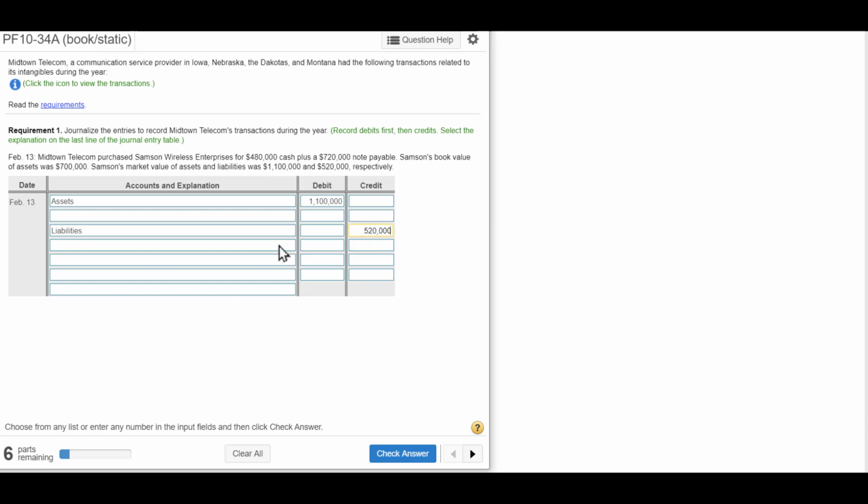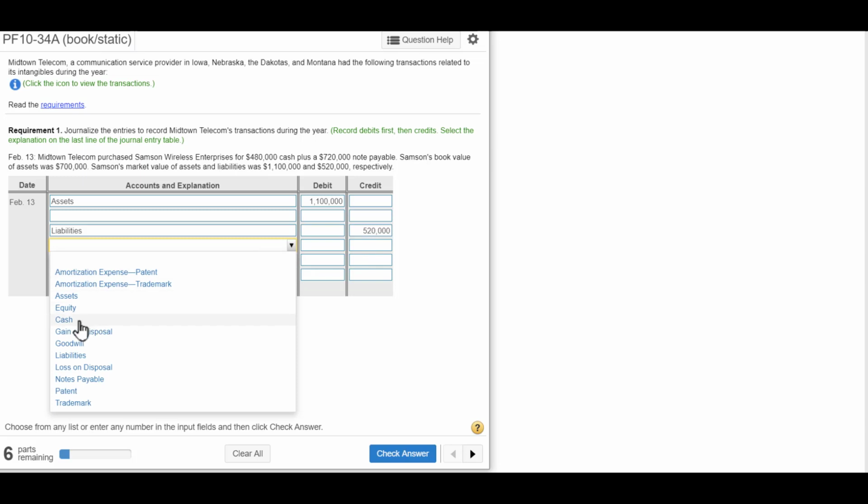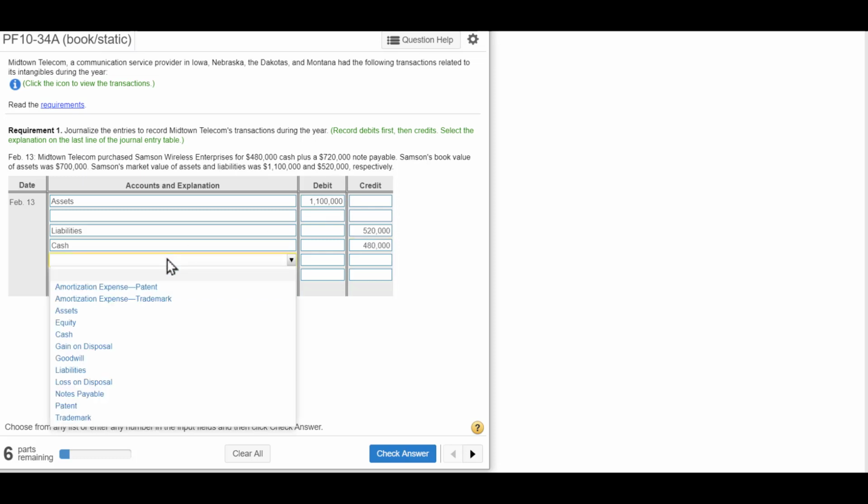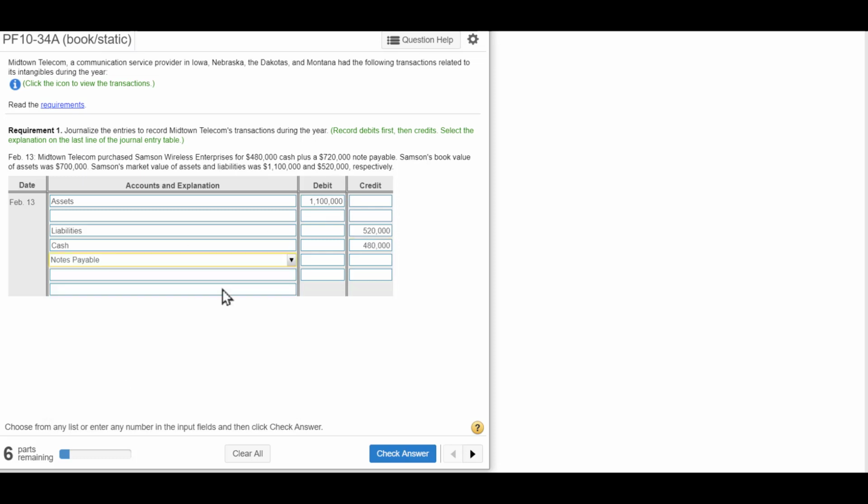We also gave up some cash. Since our cash is going down, that is a credit. How much did we give up? $480,000. And we also signed a note payable of $720,000.